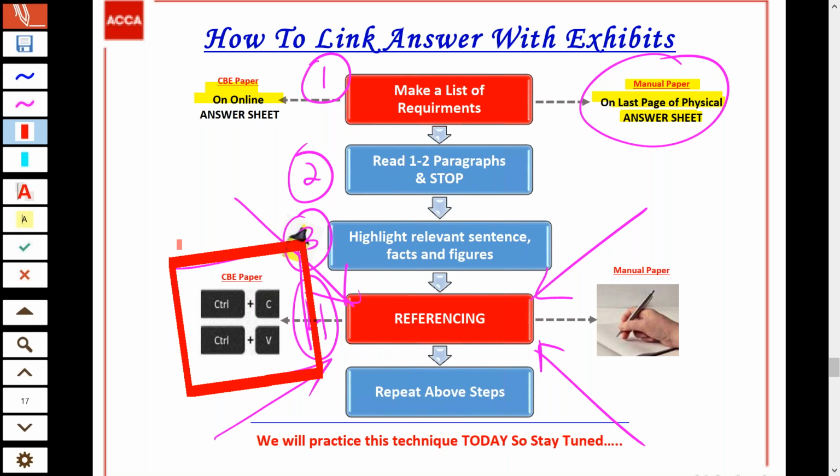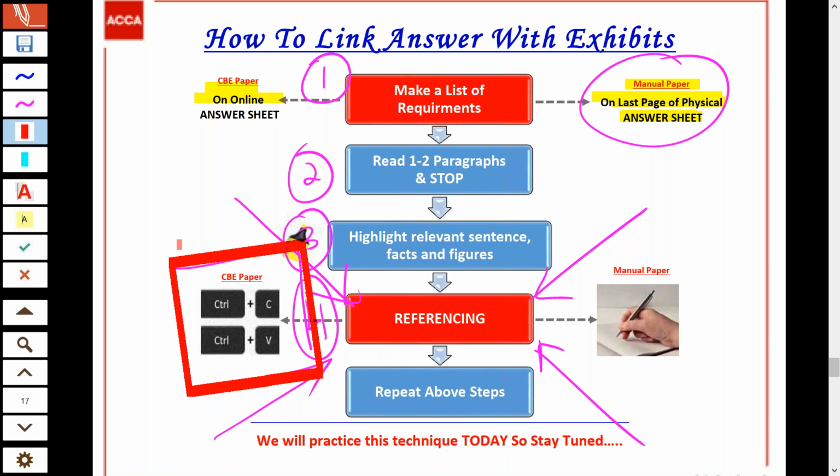So for CBE students, if you are not very clear, please watch the September webinar, because in September I have actually used the CBE software and I've done this practically and shown how it's got to be done.